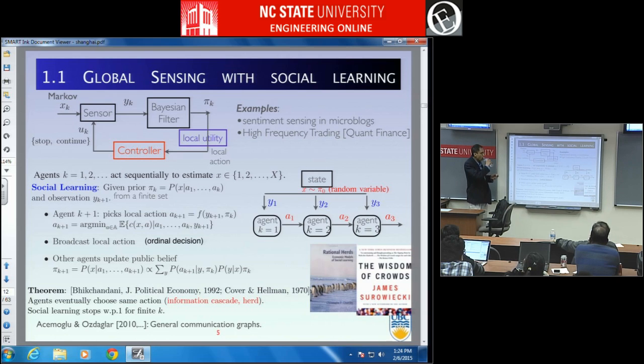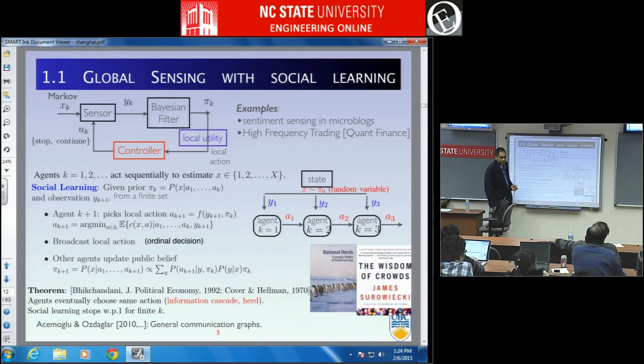So this is the main theorem. And just to repeat, this is what it says: agents eventually choose the same action. That is called an information cascade, and more colloquially we'll call it a herd. Actually, there is a little subtle difference between them, but we'll assume they're the same. And I want to give you some intuition as to why that's true.